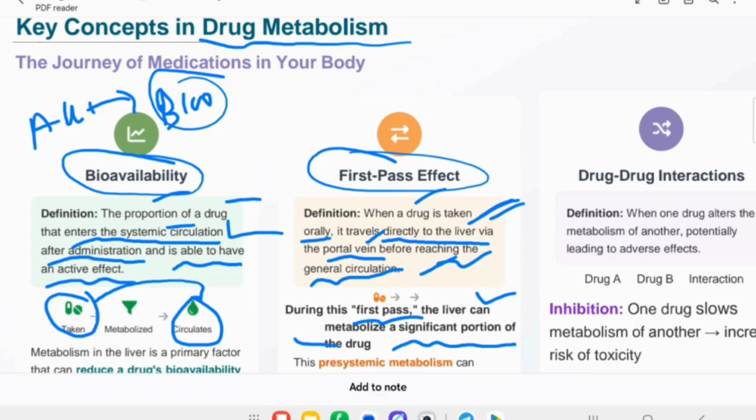Meaning a maximum portion of the drug gets metabolized before it reaches the systemic circulation. So this process is called pre-systemic metabolism.